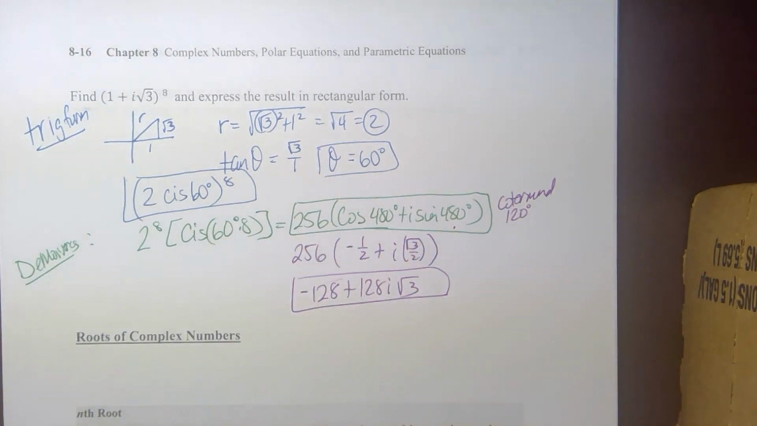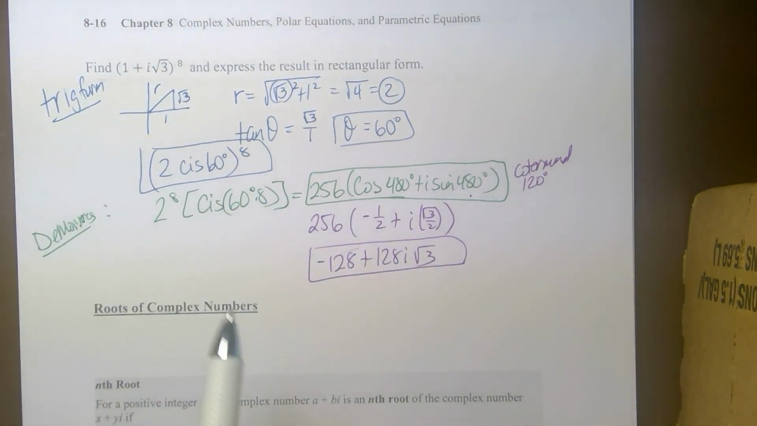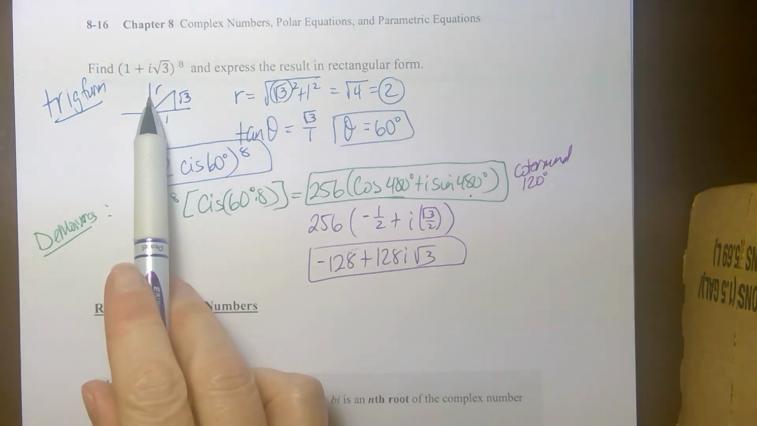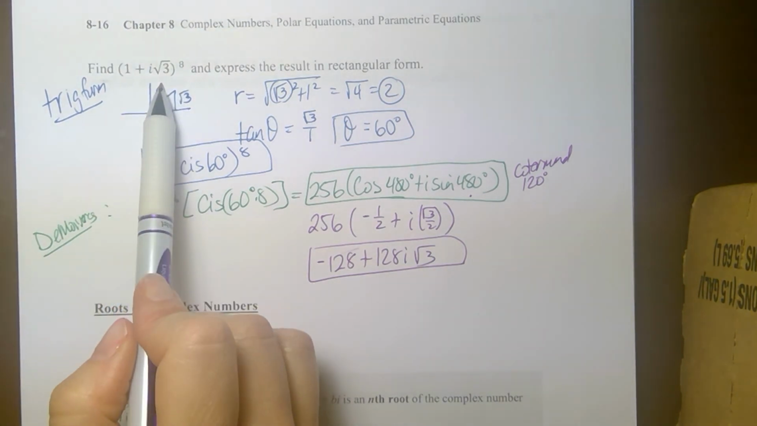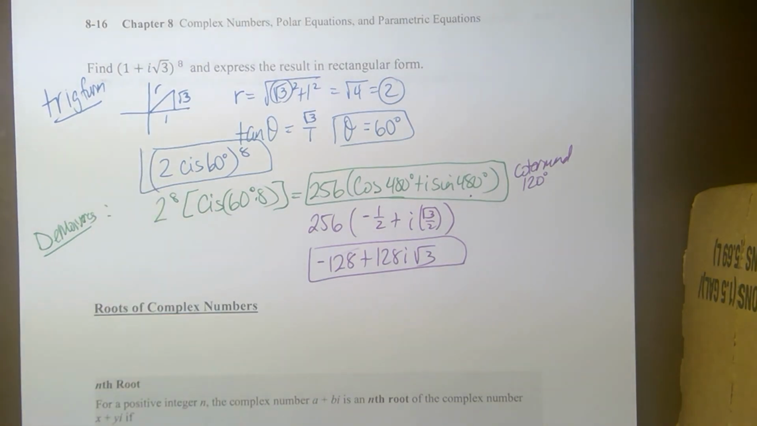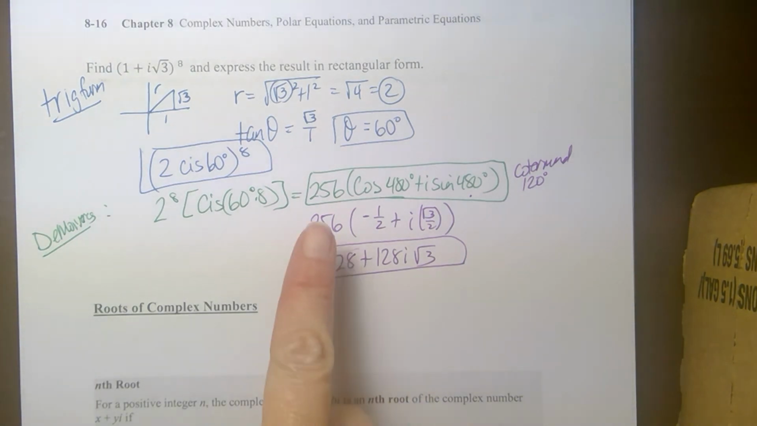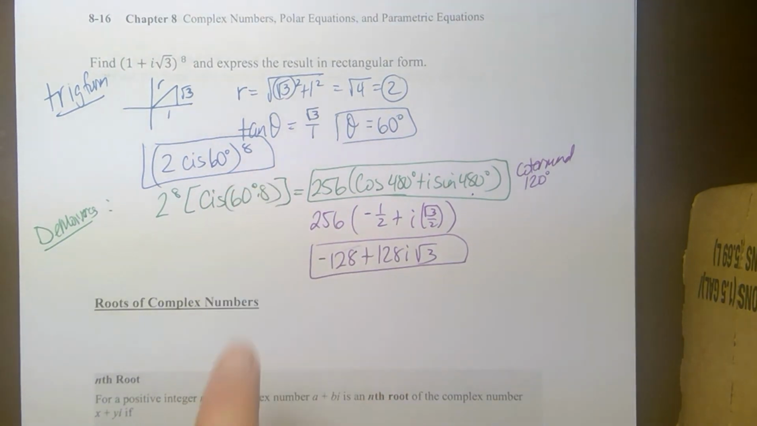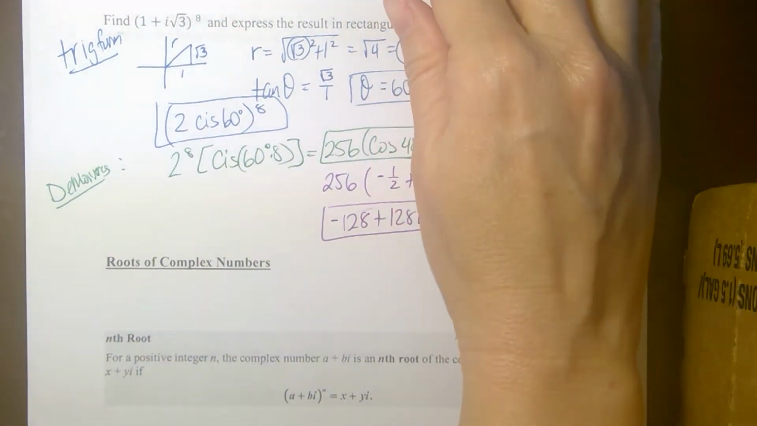And you see that's a lot faster than writing that out 8 times and FOILing it, or squaring it 4 times and then multiplying those 4 together. Either way, that would be a lot more work than using de Moivre's. Okay, what about roots of complex numbers? This is that inverse. Instead of squaring something, we take the square root. Instead of cubing something, taking the cube root. Instead of raising something to the 8th power, it would be taking the 8th root.